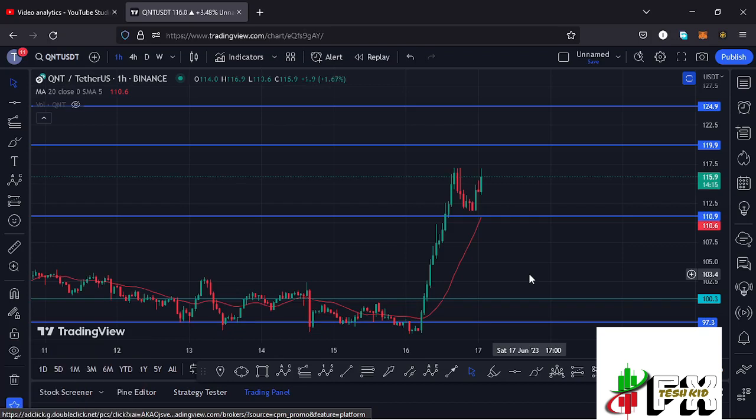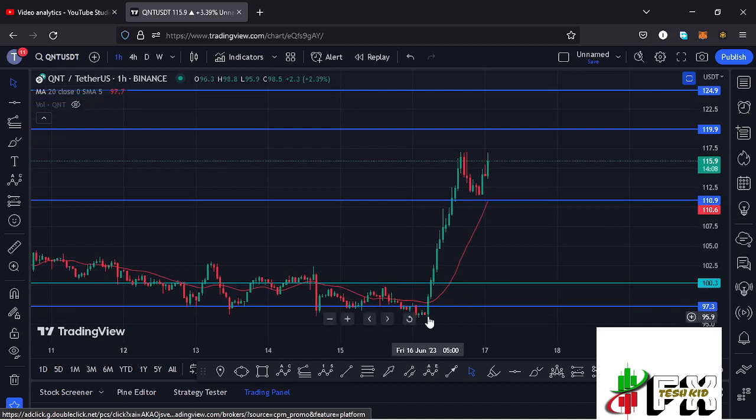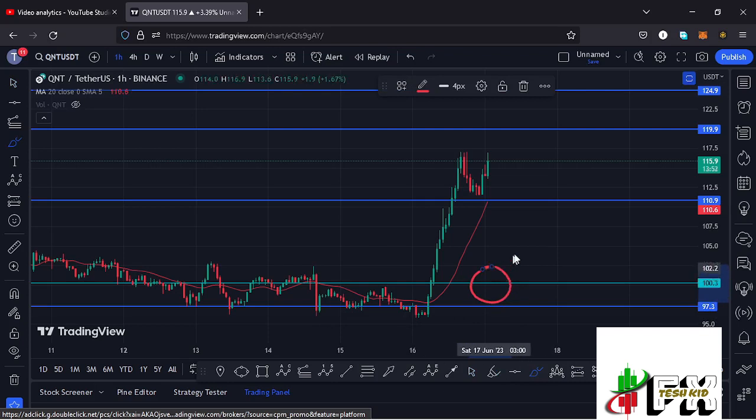And since yesterday, you can see that Quant has been giving us higher prices, where we saw a massive breakout from the area that we have been trading within at around the $96 mark. And right now we have managed to break above significant areas of resistance, where we have managed to break above the $100.3 mark, the $110.9 mark, which was also acting as a resistance.